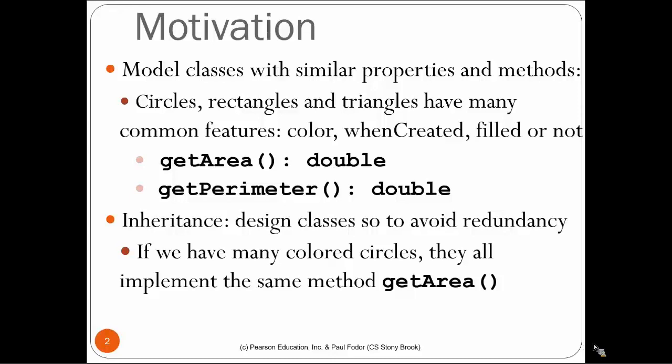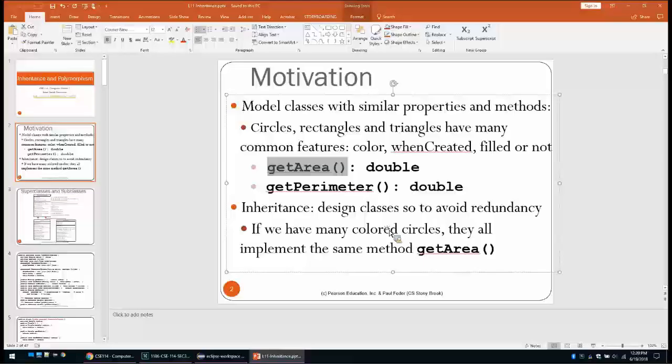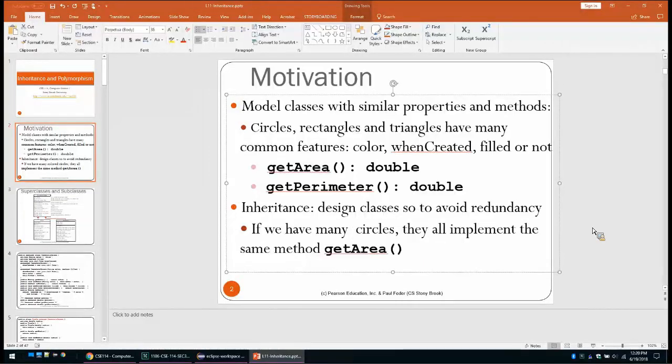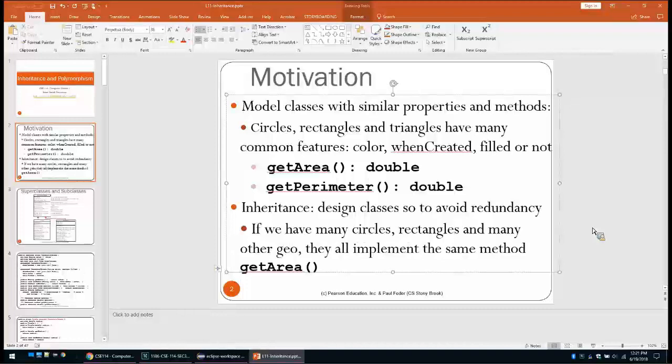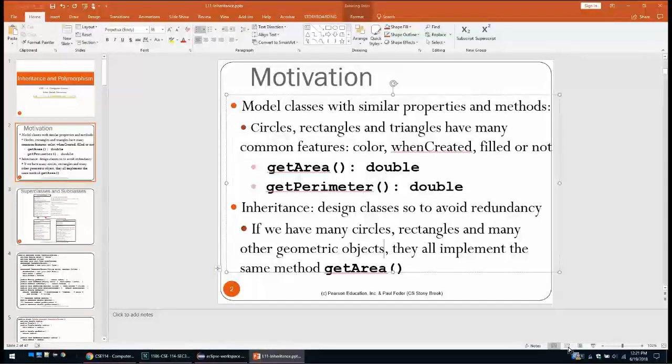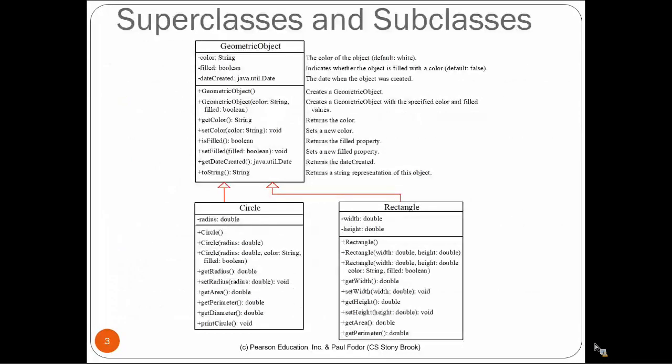And again, if we have multiple circles, they will all implement the same method getArea. And the same for multiple rectangles, and many other geometric objects. They will all implement the method getArea. Okay? So let's exactly know what this means.